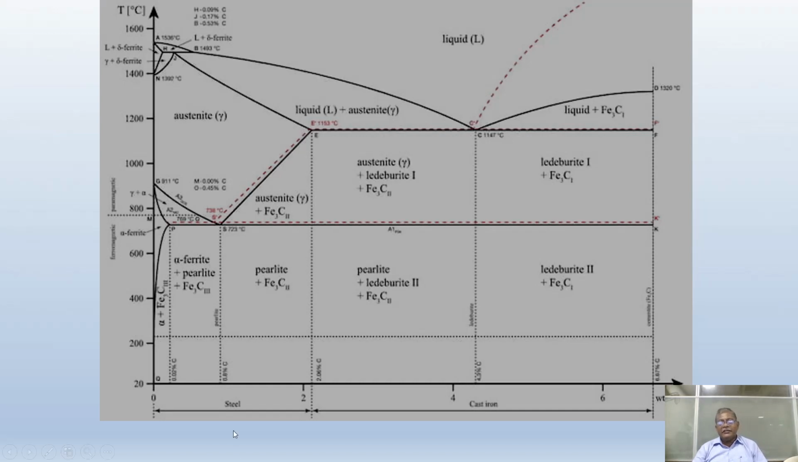Here you can see the iron carbide diagram. Usually the heat treatment is carried out around this line, that is the recrystallization temperature, or this line. This line is the A1 line. So either above this line, this one, or this one, mostly.